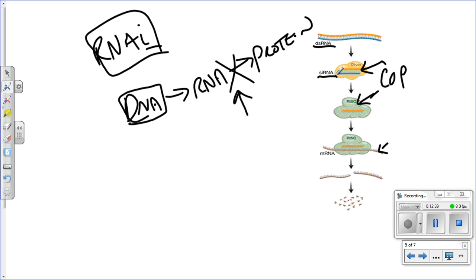Dicer will cut it up, make one segment of silencing RNA piece, and RISC will find the bad transcript for Huntington, the protein that builds up in a person that has Huntington's disease. Even though they have a defect in their genes, we can destroy the buildup of this protein, Huntington. That's a way of silencing.